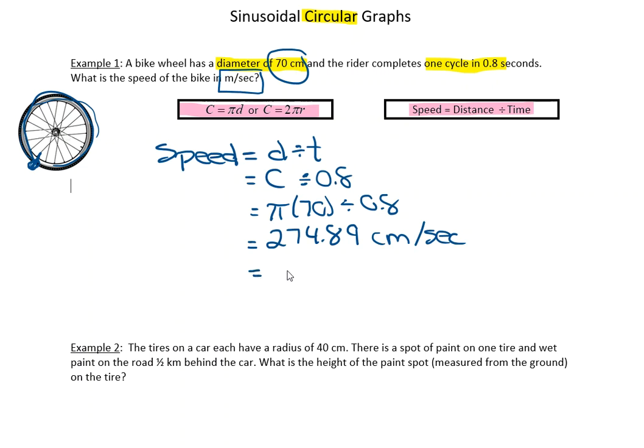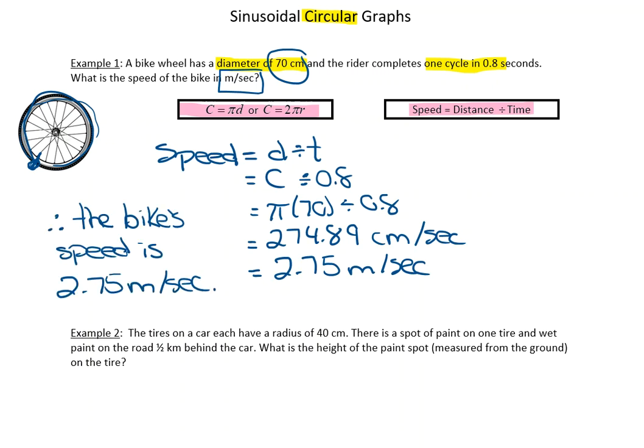So make sure you are answering the question. To do that, we need to divide by 100 and we get 2.75 meters per second. Whenever we have a word problem, we need a word answer. So let's put a sentence here. Therefore, the bike's speed is 2.75 meters per second.